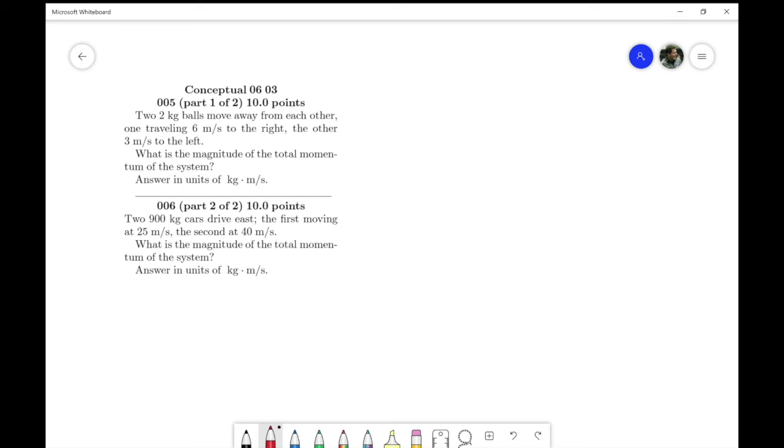So for 5 and 6 U Texas, the idea is that we have two objects and we need to get the total momentum. So this is not a collision problem yet. You're not going to do anything other than add the momentum of the two. I give you mass, I give you velocity, and you're going to just add the two together. So m1v1 plus m2v2, and you're not going to have another side of the equation. You're just going to do those.